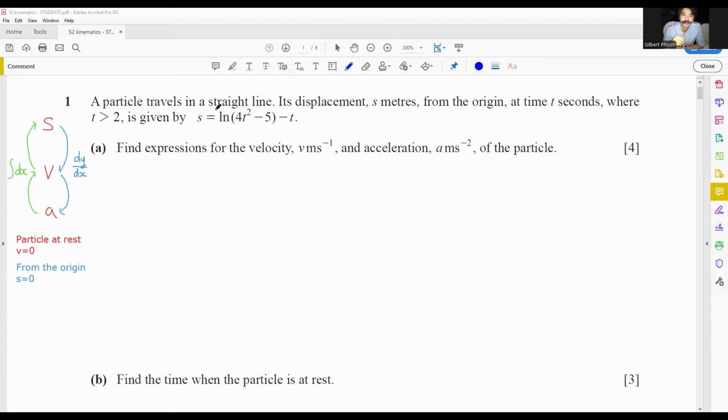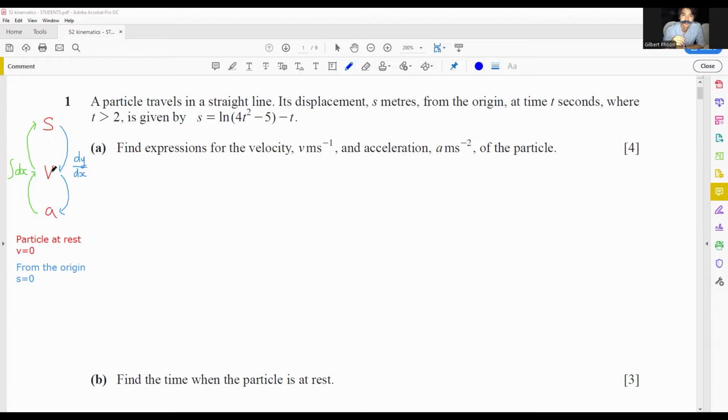A particle travels in a straight line, its displacement s meters from the origin at time t seconds, where t is greater than 2, is given by the displacement formula s equals ln(4t² − 5) − t. Find the expression for the velocity v and acceleration a of the particle given this displacement.